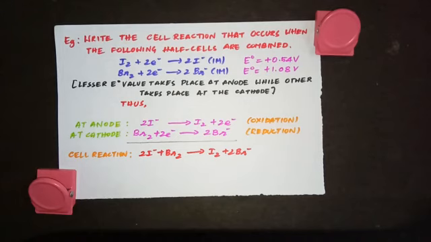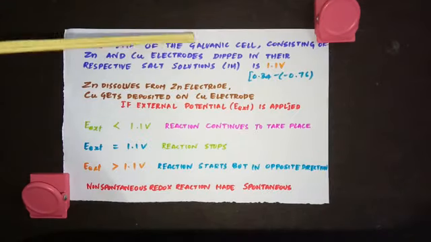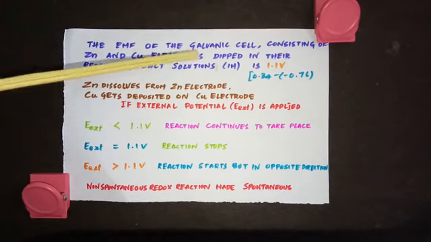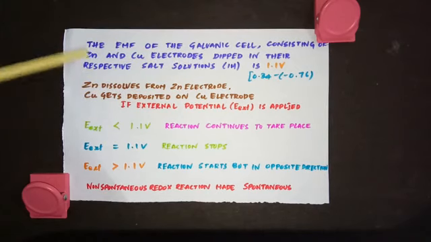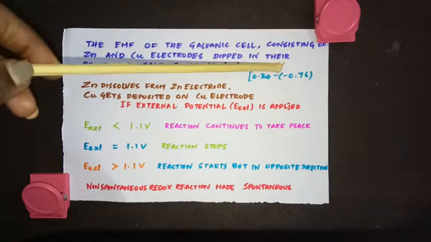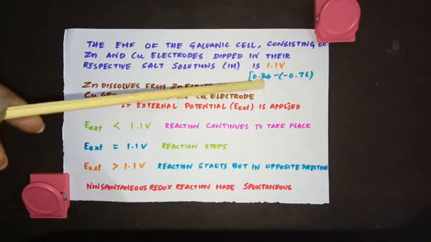But before ending this video, I just want to give you a few points about what will happen if you connect an electrochemical cell to an external potential. If you are applying external electrical energy to the electrochemical cell, what will happen? When you take a galvanic cell, you are combining zinc and copper electrodes dipped in their respective salt solutions: zinc electrode and zinc sulfate solution, copper electrode and copper sulfate solution. And what is the EMF of that galvanic cell? 1.1 volt.